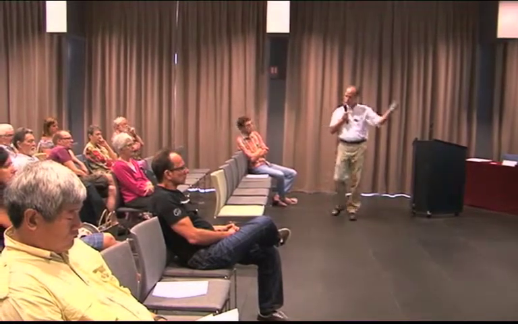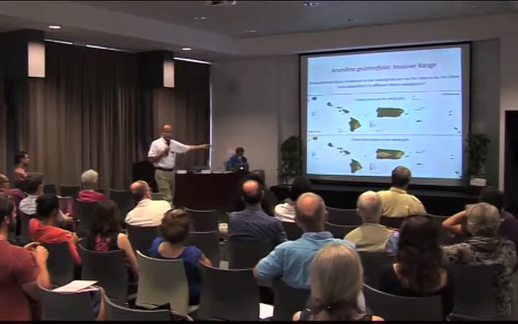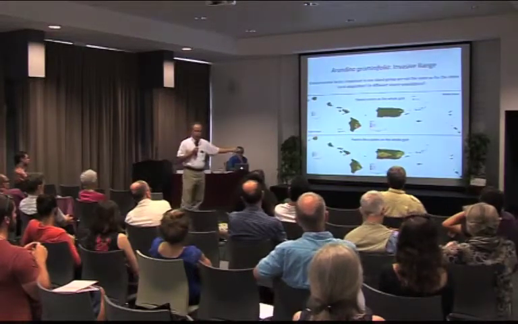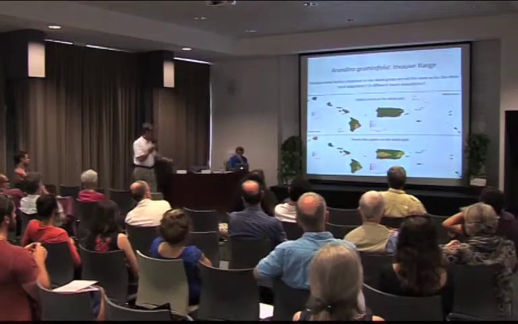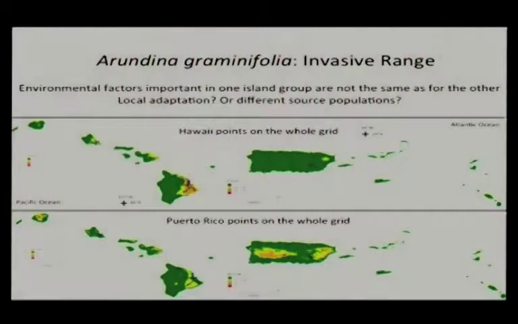And then when you do the reverse, you take the presence points in Puerto Rico and try to apply it to Hawaii, then that's not so good either. So it seems that the environmental factors that are important in one place are different from those that are important in another. So this is a possibility where you might have local adaptation, or it could be that the source populations for these things are from different areas of the native range.